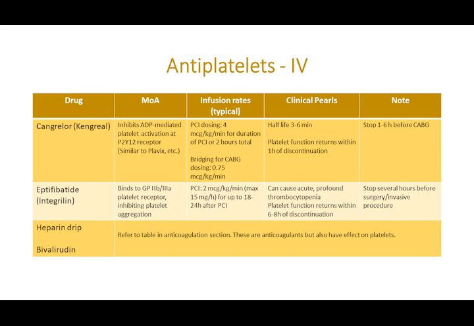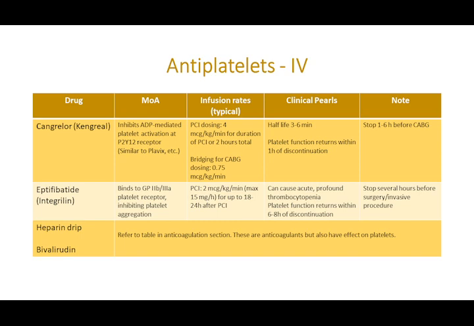When it is used as a bridging agent for CABG, the dosing is a lot lower. It is 0.75 microgram per kilo per minute, and it can run for up to 7 days before the patient receives CABG. Platelet function returns within about an hour of discontinuation of Cangrelor, and so usually we stop the drip between 1 to 6 hours before the surgery.